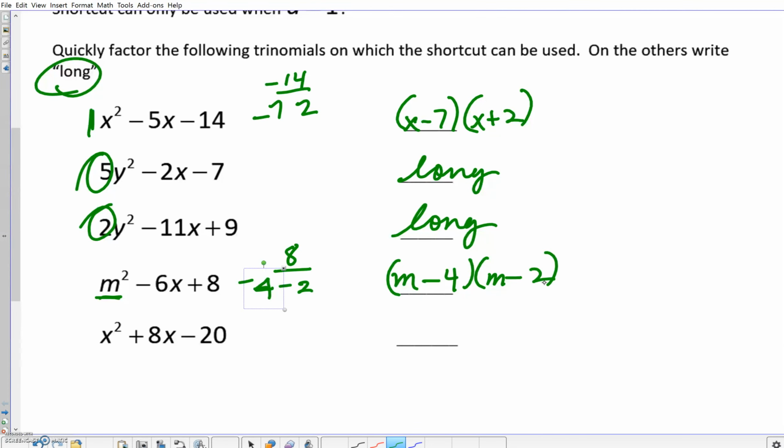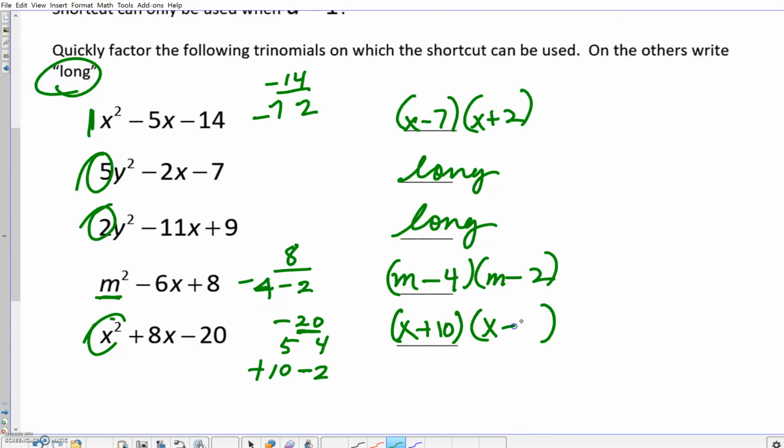And finally, number 5, again, also does not have a coefficient on the x squared, so I can do the shortcut. So -20, I think 5 and 4, but no, 10 and 2. 10 is positive and the 2 is negative. They multiply to be -20 and add to be 8. So in front, I have x times x, then I have a +10 and a -2.